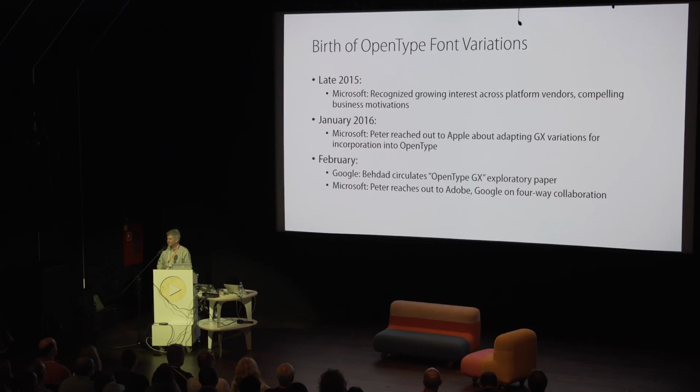At the beginning of February, Behdad distributed a document in which he was doing an exploration of what it would involve to combine GX variations with OpenType. Now, at that point, he didn't know that I had already reached out to Apple, because it took a few weeks for me to talk with my lawyers and Ned to talk with his lawyers and figure out yada yada. But shortly after Behdad distributed his document, I was finally able to reach out to folks at Adobe and Google and say, hey, we want the four of us to work together to do this work.